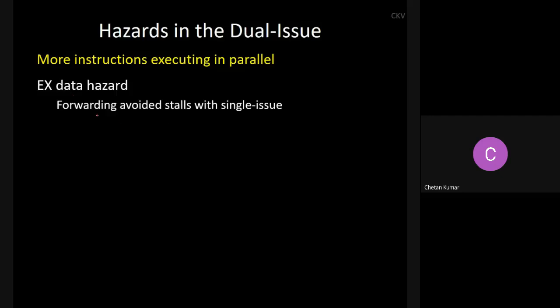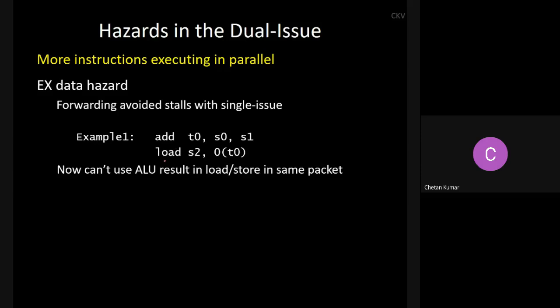If you have more instructions executing in parallel, then there is a possibility of hazards also. Forwarding was used to avoid stalls in a single issue, but here how do you avoid them? For example, here you are supposed to calculate t0, and only then it is supposed to be used in the next instruction. So you can't put them in the same slot. You can't use the ALU result in a load store in the same packet, because first it has to execute, t0 should get updated, and only then can t0 be used. So both of them cannot be put in the same slot.